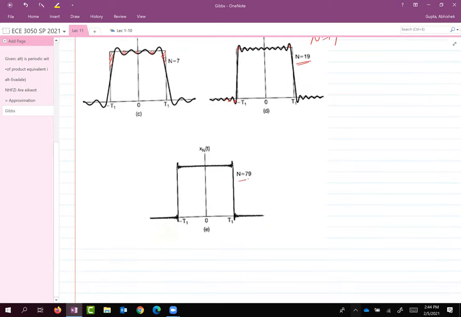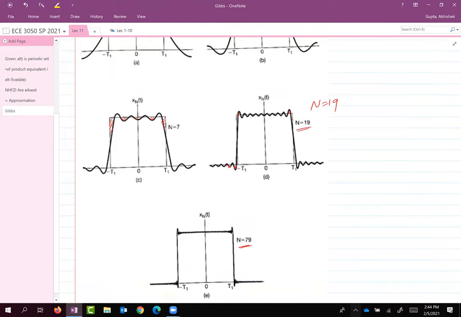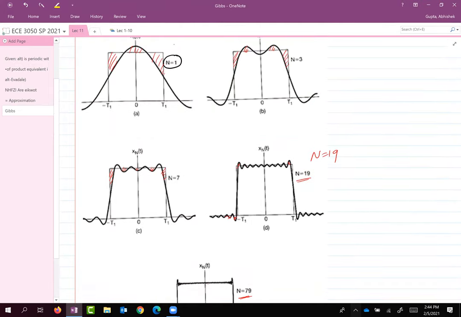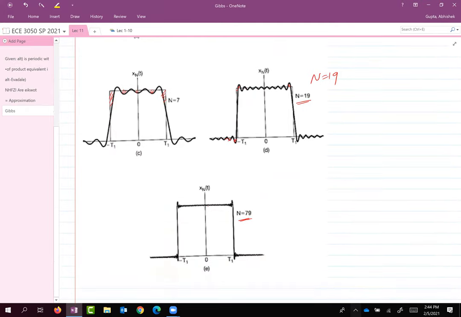And then finally, we get to N equals 79. And you can see that the error is almost imperceptible to the normal eye, right? So as we go from N equals 1, where we saw a lot of error, to N equals 79, the error is almost negligible if you look at it.